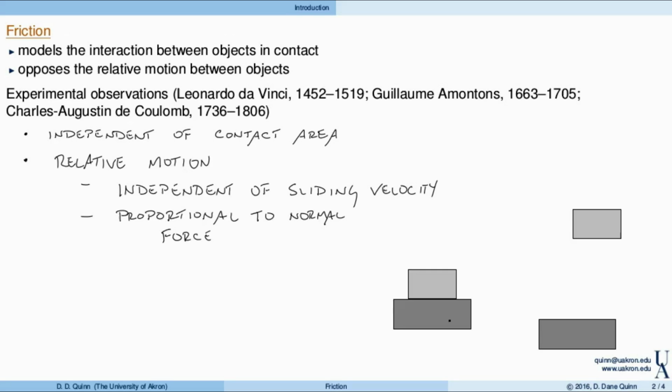Here I've drawn two blocks that are in contact and have the ability to slide relative to one another. So we'll start off and identify some directions. In particular, we'll identify e_t as the direction that is tangent to the contact plane, the plane defined by the contact between the two objects, and e_n is then normal to that contact plane.